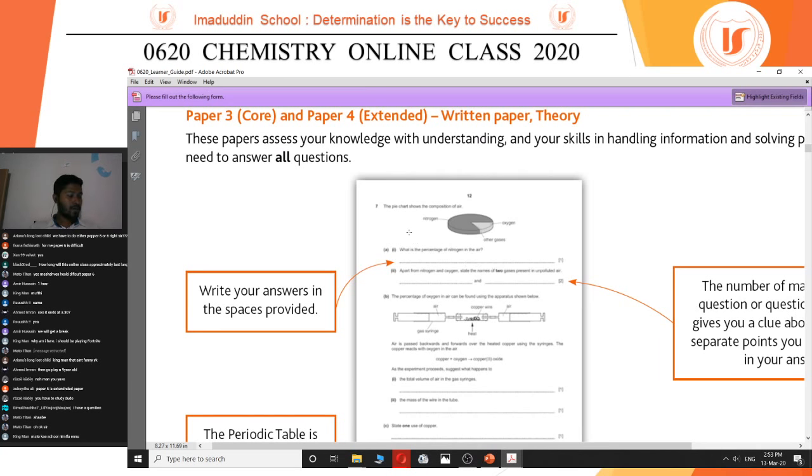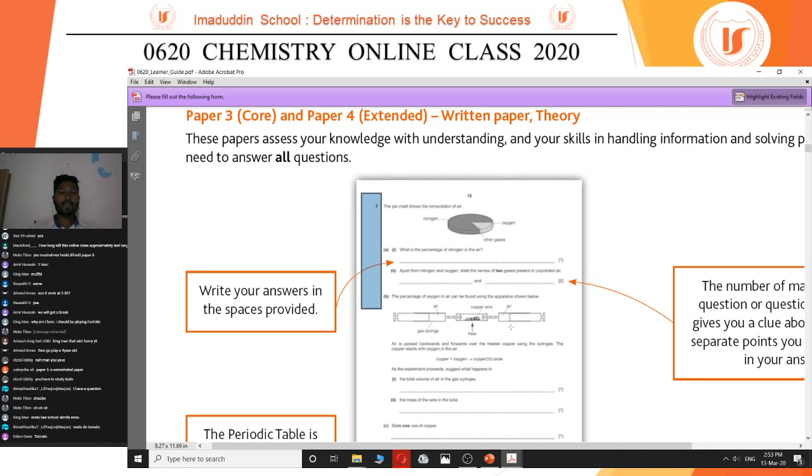Now, when we talk about the theory paper, there will be a space where you have to write the answer. You need to write the answer in the space provided. Please do not use the side margins. If you use the margins, then marks might be deducted.